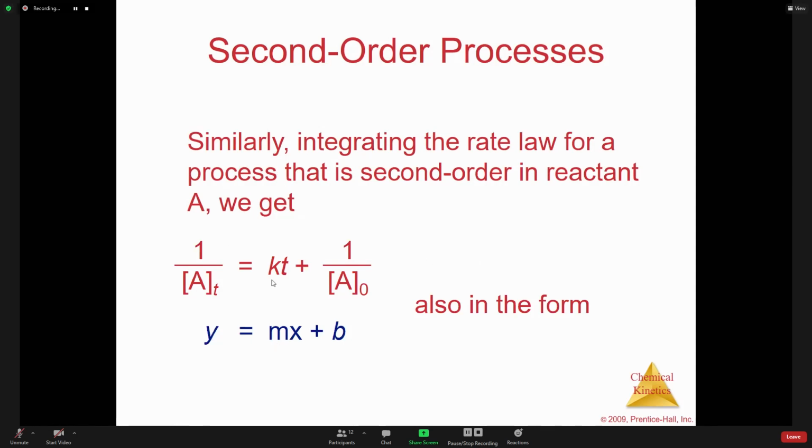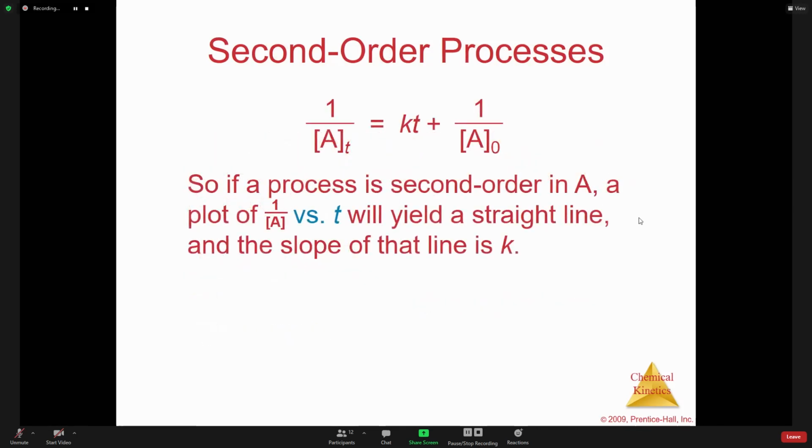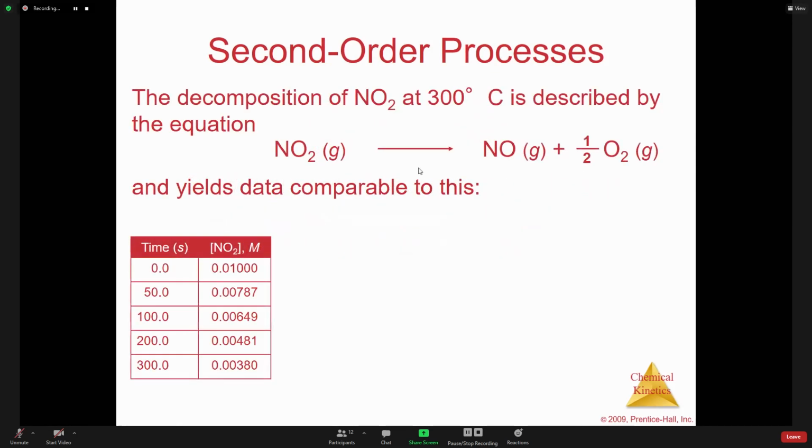Whatever my slope is equal to is my rate law constant. So we'll see. Oh, here it is. So if a process is second order, then you plot 1 over the concentration versus time, and you get a nice straight line, and the slope is equal to k. And these are really helpful when we're looking also at half-life. Okay, so there's those, and we will put these on the piece of paper here in a second. Oh, here's our second order.